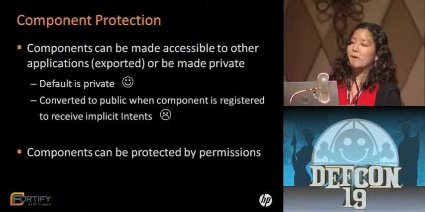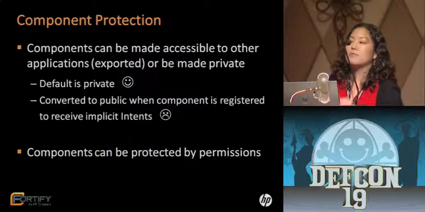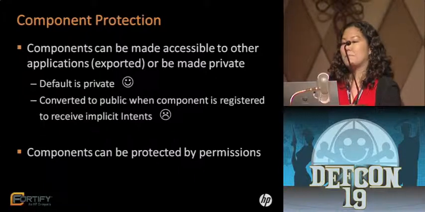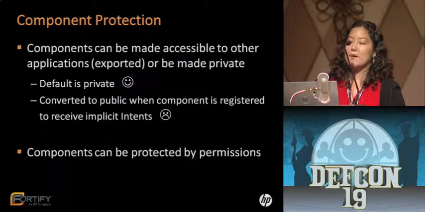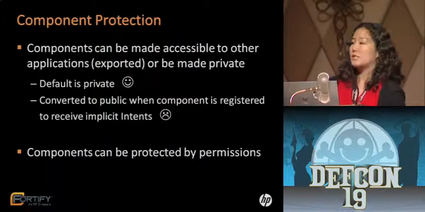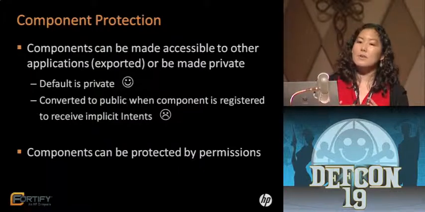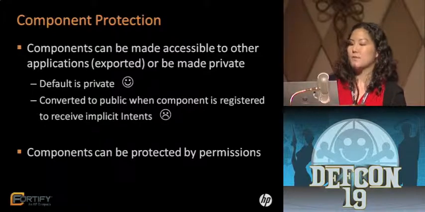However, when a component is registered so that it can receive an action, so it's registered to receive implicit intents, this component is automatically changed to being a public component. And this can be pretty dangerous because it's not something that the developer is explicitly setting, just the status is changing from private to public. And the second way to protect a component is through permissions. So a receiving component can require that a sender has a permission to send to that component.